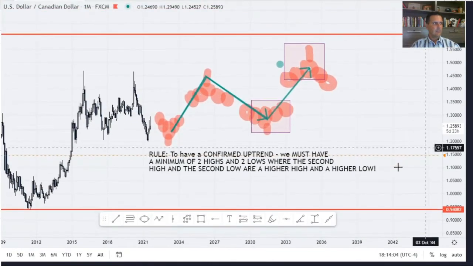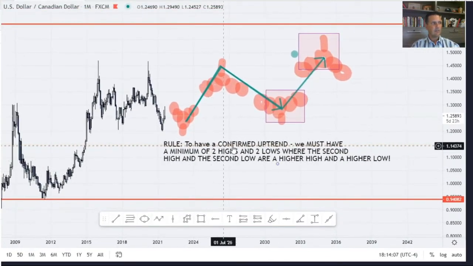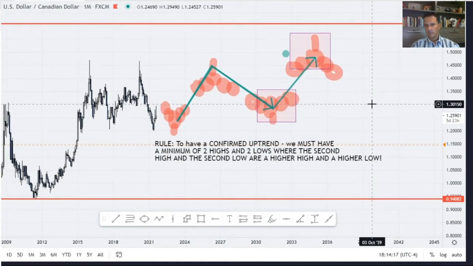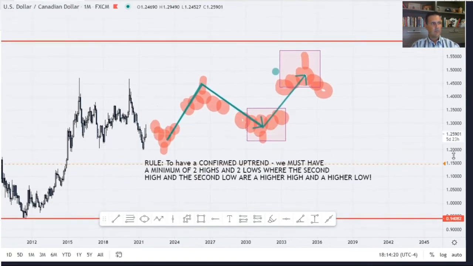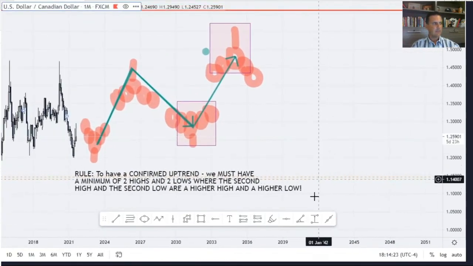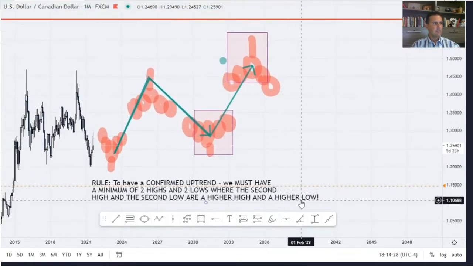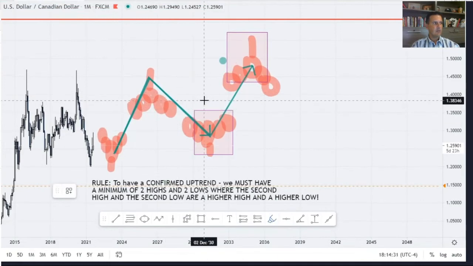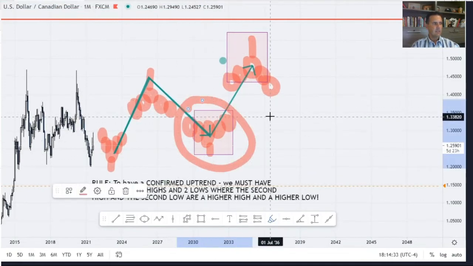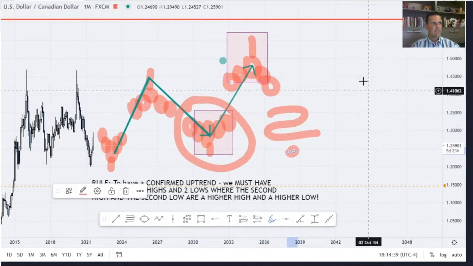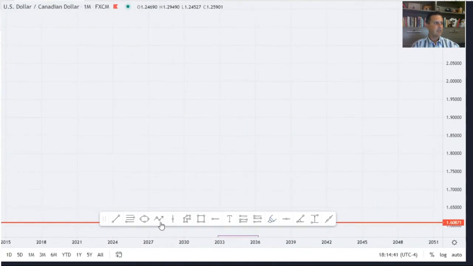Beginner traders, starting from today, to have a confirmed uptrend, we must have a minimum of 2 highs and 2 lows, where the second high and the second low are a higher high and a higher low. You have a confirmed uptrend, okay? So if this is a confirmed uptrend, right? And when we enter long in here, how much is the probability of this trade? Just an example. Let's go somewhere else, okay?